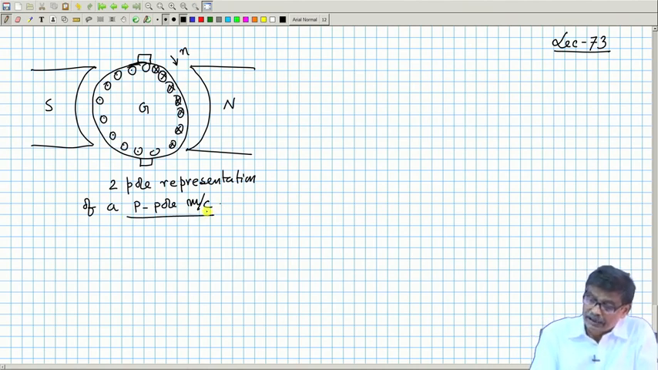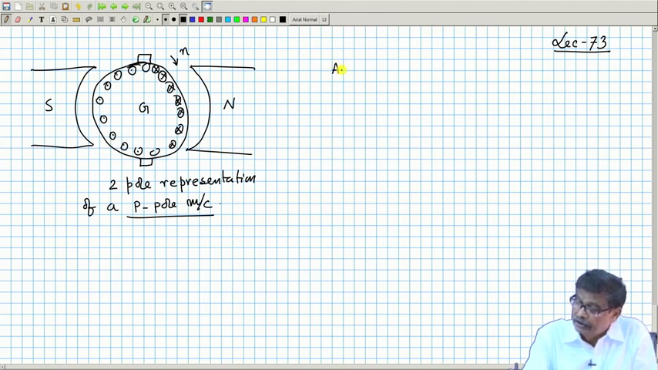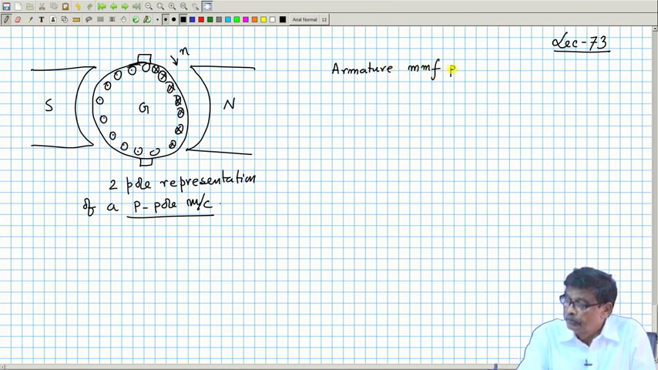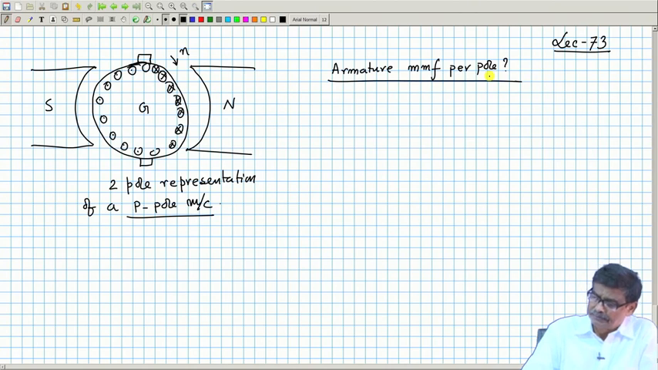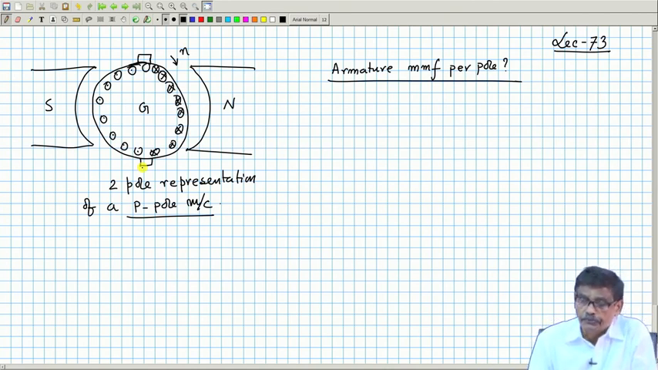So, what happens is this: I want to calculate how much is the armature MMF per pole. So, my target is to get the armature MMF per pole. How do I calculate? It can be done much more simply, but I will do it in this way because of reasons I will tell you later. Armature MMF per pole, how to compute.